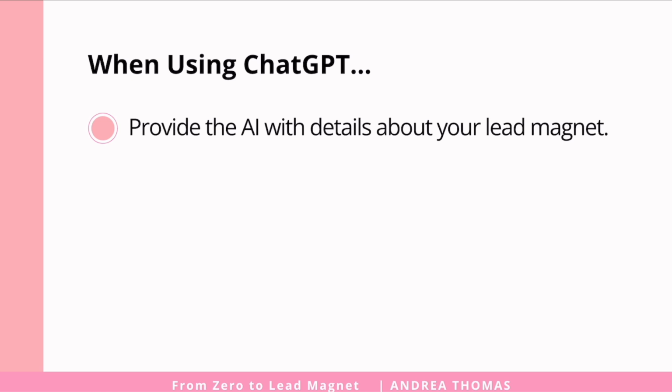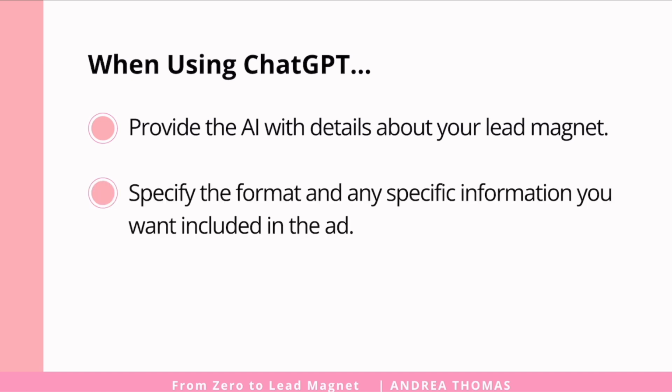And if you have a PDF lead magnet, if you attach that to the conversation, it can help the AI better understand what your lead magnet is and the content of it. I also recommend specifying the format and any specific information it should include in the ad. I remember when I did the ad for my lead magnet, I asked it to use a copywriting formula called the before-after bridge. And so when you specify parameters like that, you're going to get better copy from the AI.